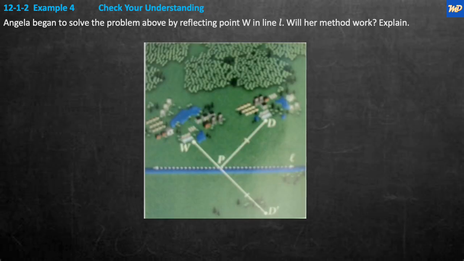Okay, example 4, check your understanding. The last slide in this section. So what does it say? Angela began to solve the problem above by reflecting point W in line L. Will her method work? Instead of reflecting D, she reflected W. Will it work? And explain.